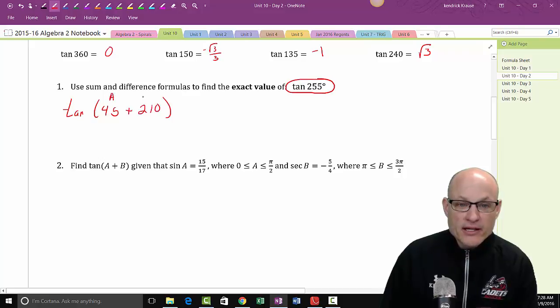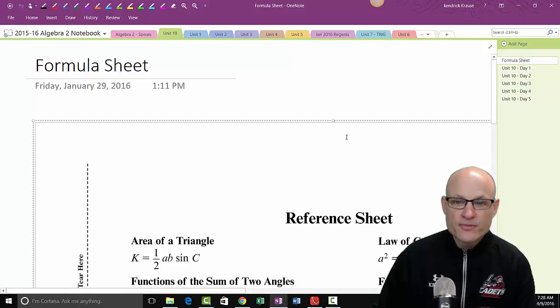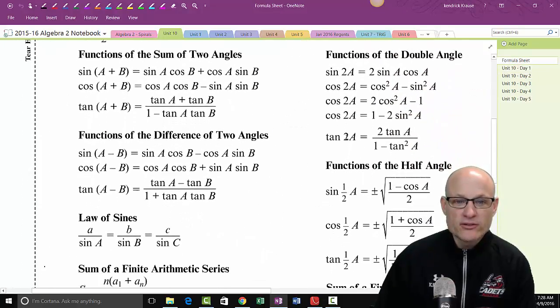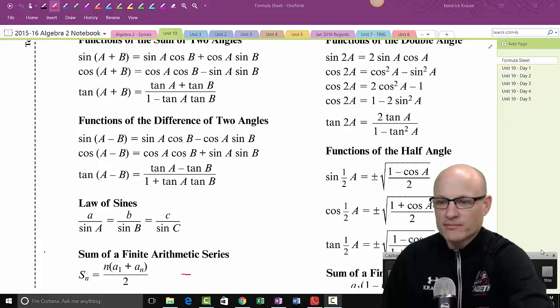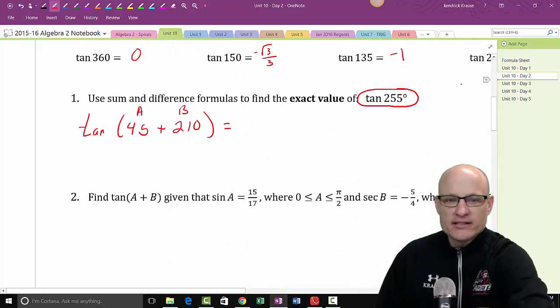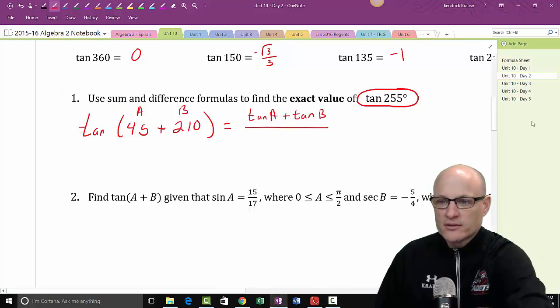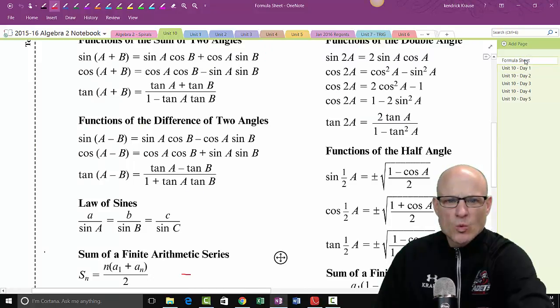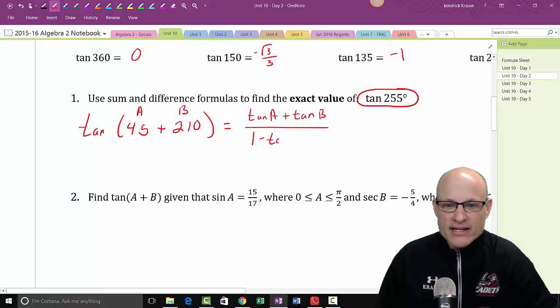Well, we'll call this A and this B. Geez, I wonder if there's a tangent formula to use. Oh, look, there is. It's tan A plus tan B all over 1 minus tan A tan B.